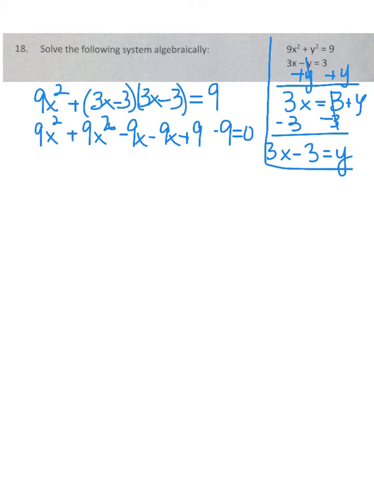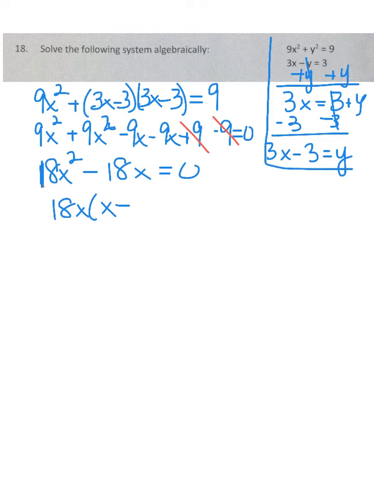All right, well, if I look at this, I see I have a couple of things here. I can get rid of those 9s, right? Because they are like terms, but they're opposites of each other, so they'll cancel each other out. And I have 2 9x squareds, which is going to turn into 18x squared. And I have 2 negative 9x's, so that's going to make that minus 18x equals 0. So I see that I have a GCF of 18 and x, so I'm going to take that out, and I'm left with x minus 1.